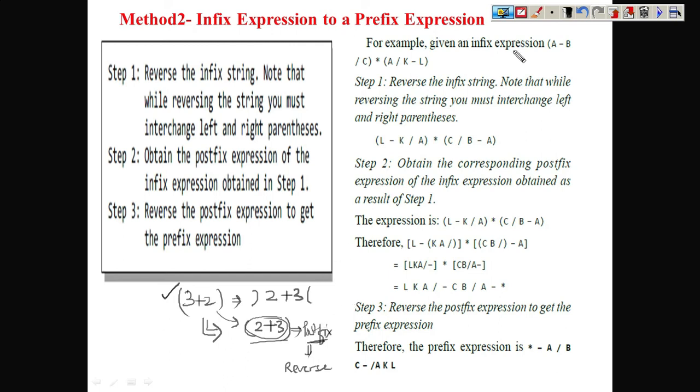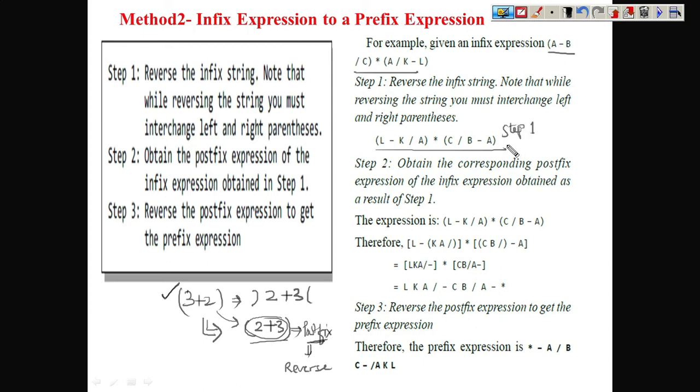So let us take an example. This expression is given to you and you want to convert it to prefix using this method. The very first step is you need to reverse it. So what will come? It will come L minus K divided A, then bracket close. Keep in mind that we have changed this parenthesis also. When reversing, we convert this right to left and this left to right, then C divided by B minus A. We have reversed it. This is step number 1.